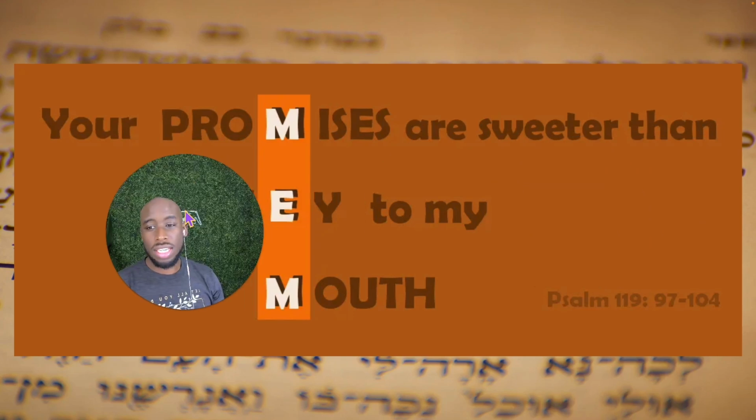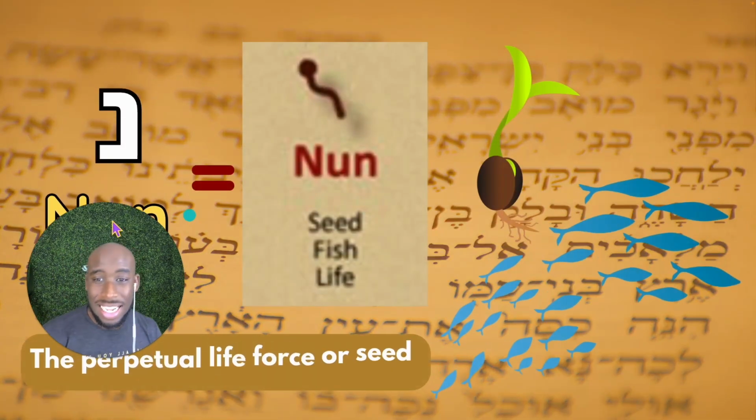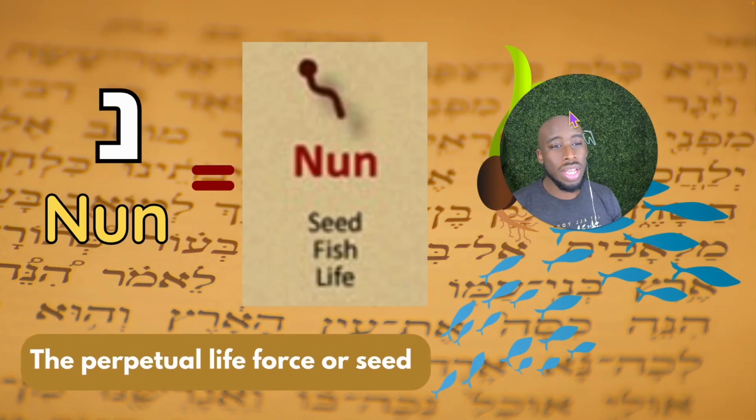Now, this acrostic here helps us remember the word, remember the letter, and it kind of summarizes Psalms 119. So let's read it together. It says, your promises are sweeter than honey to my mouth. And you can see the M-E-M. Your promises are sweeter than honey to my mouth. It's a great way to sum up this section in Psalms 119, referring to the letter Mem, which is cool. Now, we gotta go over to the next letter, which is Nun.